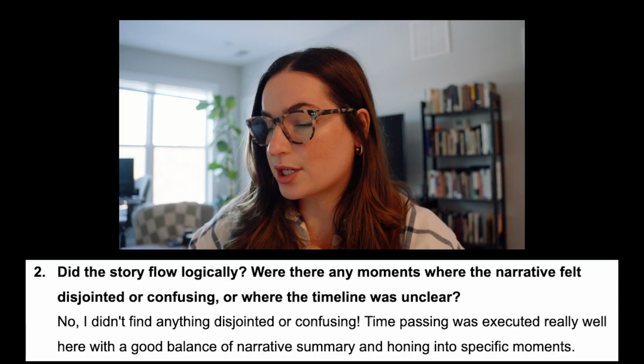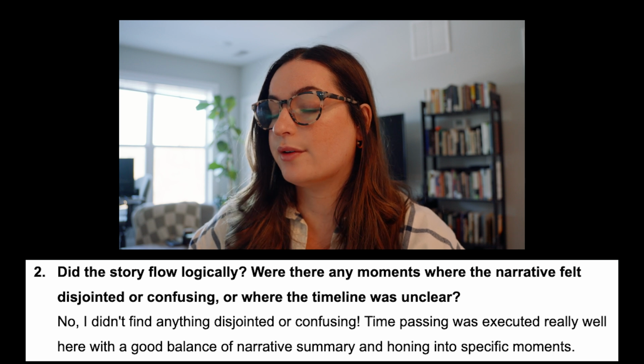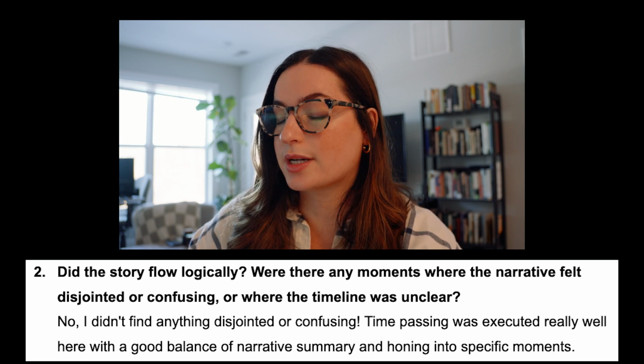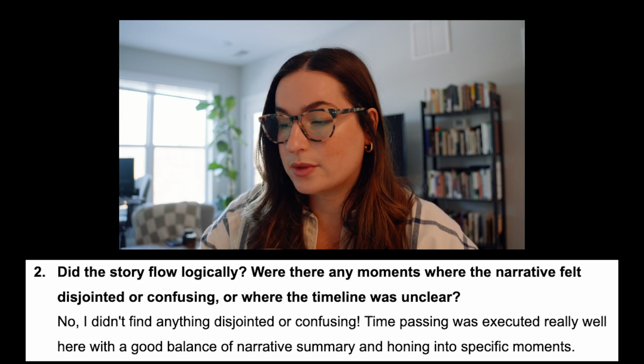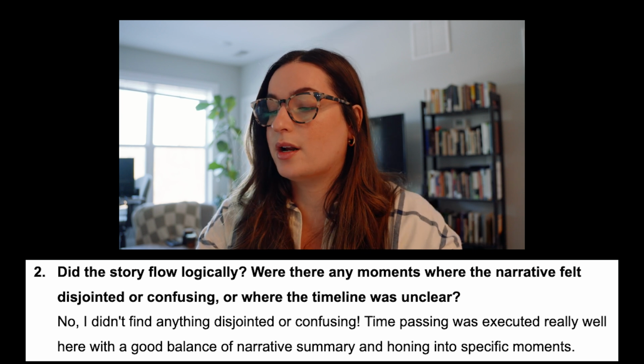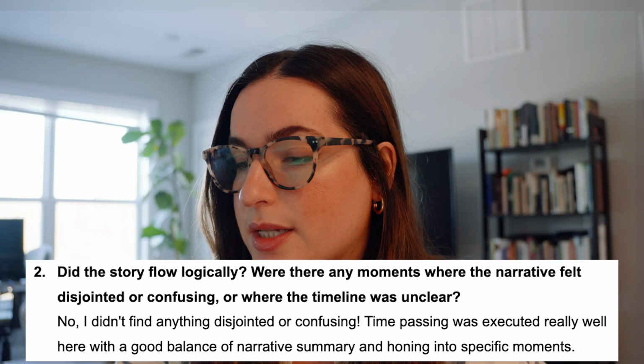Did the story flow logically? Were there any moments where the narrative felt disjointed or confusing, or where the timeline was unclear? No, I didn't find anything disjointed or confusing. Time passing was executed really well with a good balance of narrative summary and honing into specific moments.